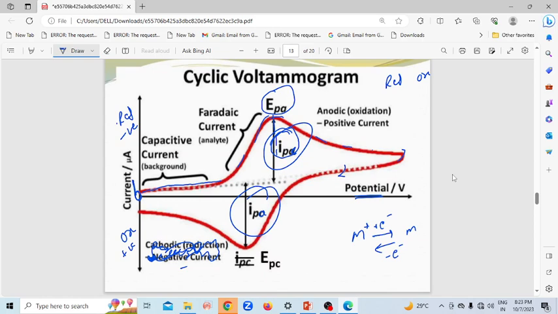Here also you will get some difference. Between EPA and EPC, delta E you can also measure, and it is fixed for a reversible reaction. Okay, just a minute. So it is all about this thing.